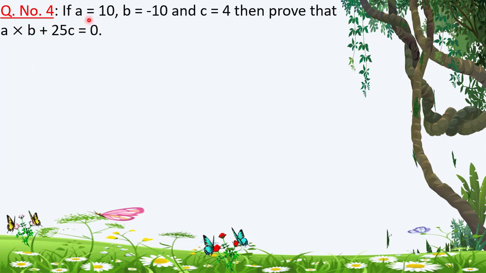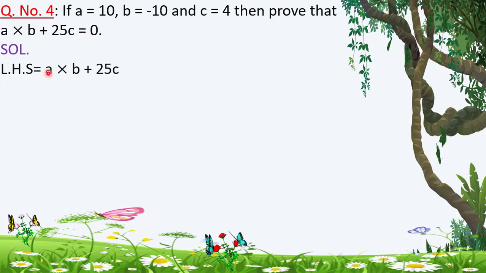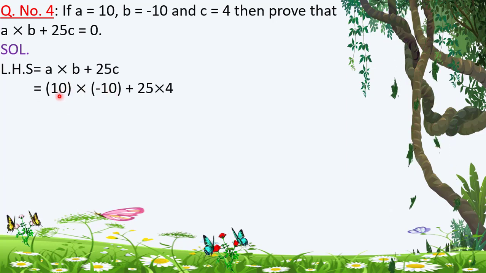Question number 4 is given over here, that is, if A is equal to 10, B is equal to minus 10 and C is equal to 4, then prove that A multiplied by B plus 25C is equal to 0. In solution, as you can see that left hand side is equal to A multiplied by B plus 25C. Now we substitute 10 for A and minus 10 for B. We will insert brackets here to avoid any ambiguity.